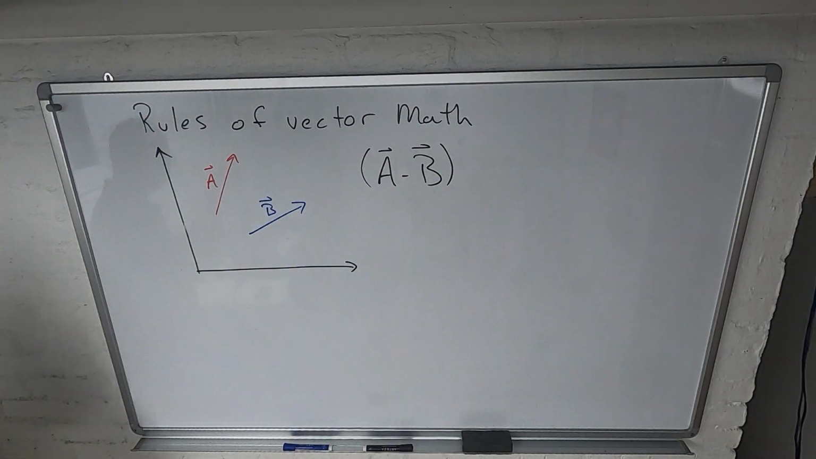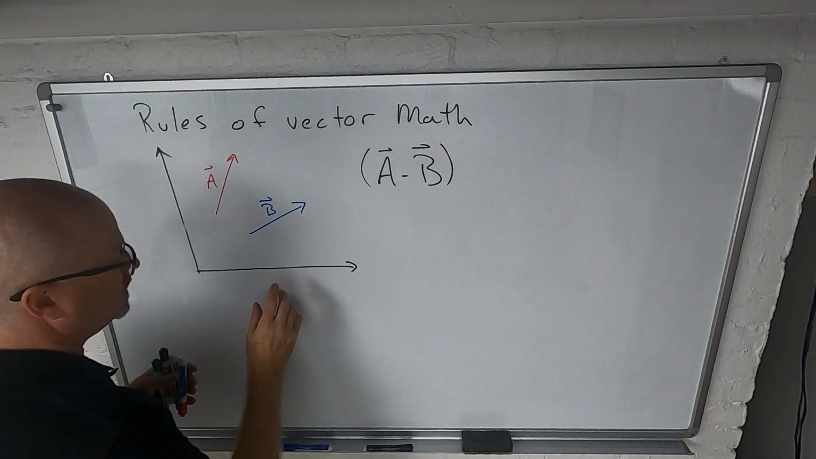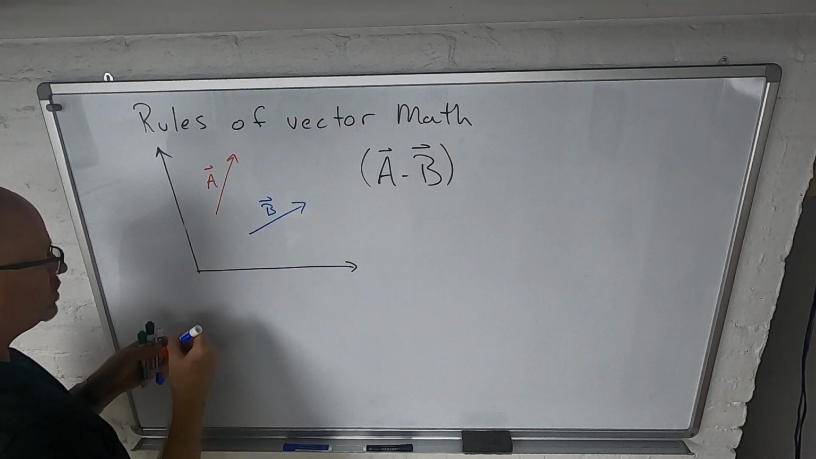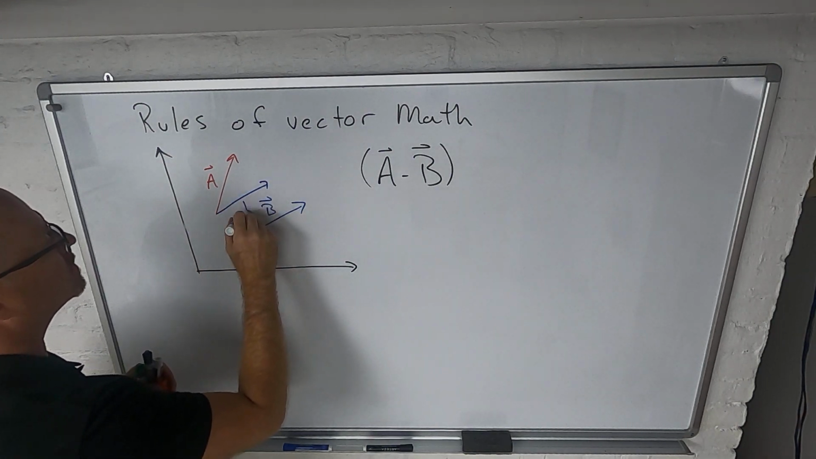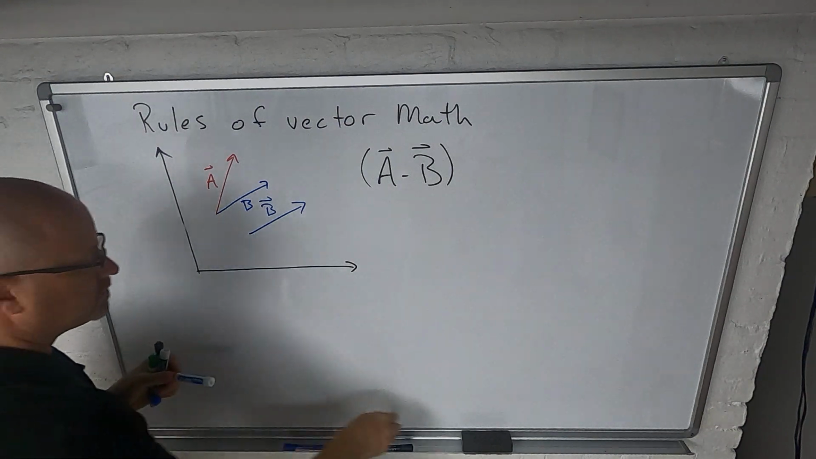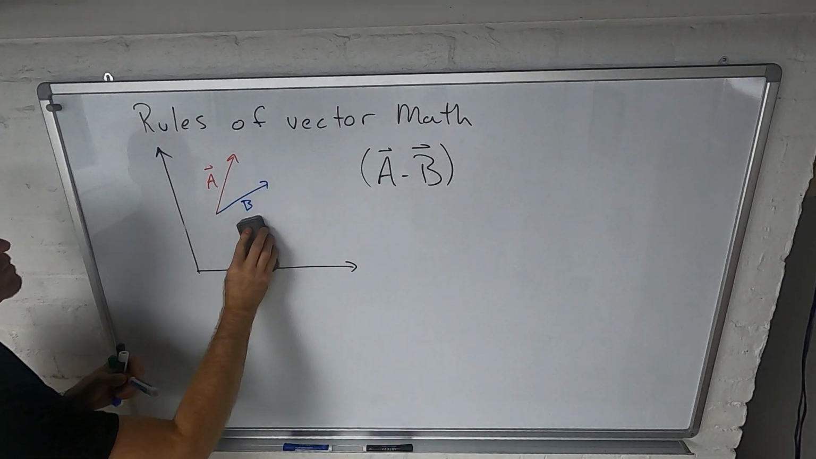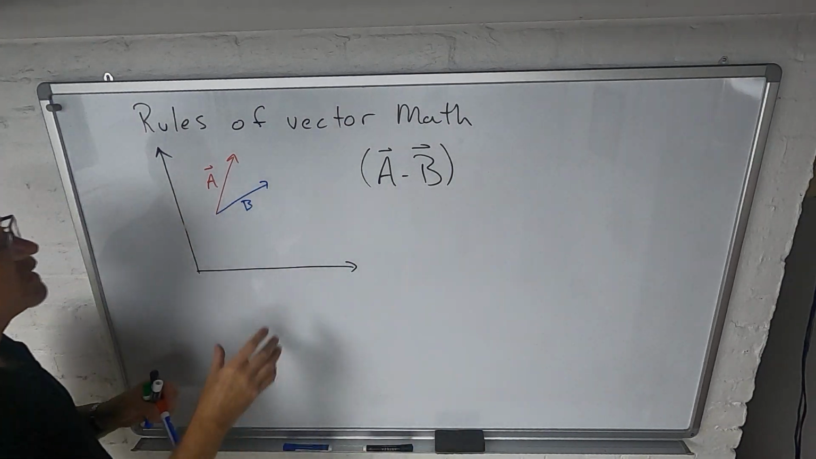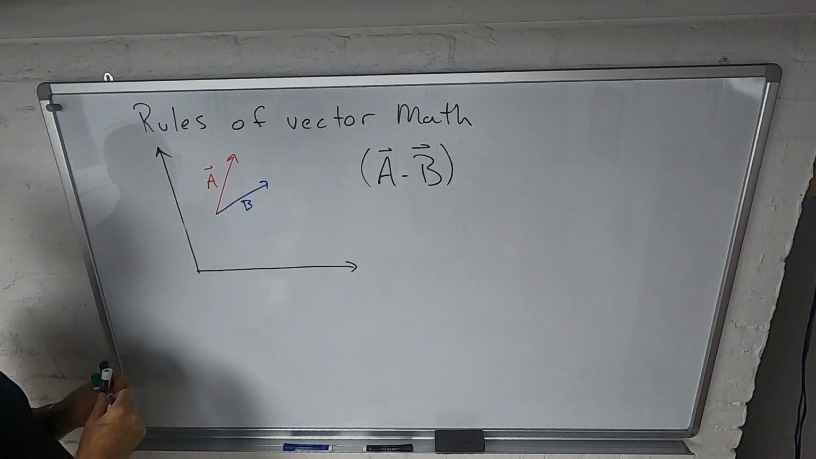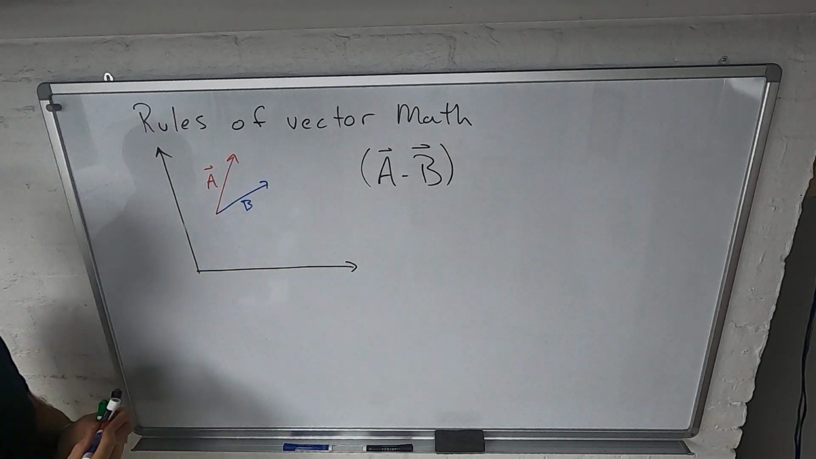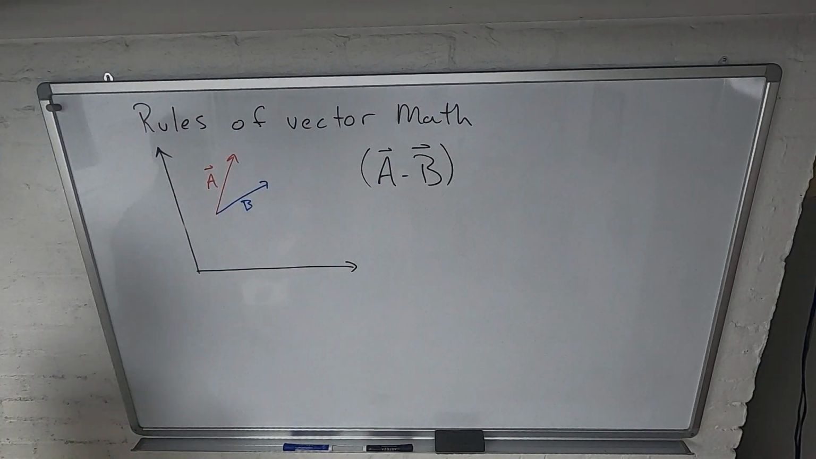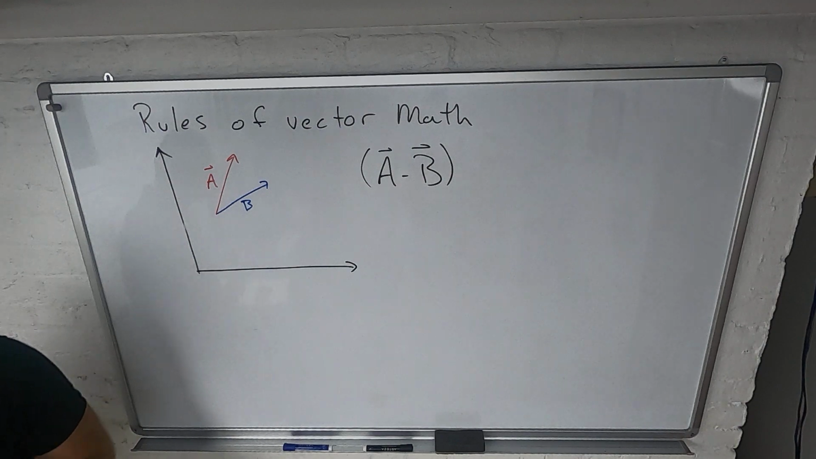And what I have to do in order to subtract these two vectors is move their tails in contact with each other. So I'm going to translate B over here. So there's my B. And now the difference between these two vectors is the vector that points between A and B.